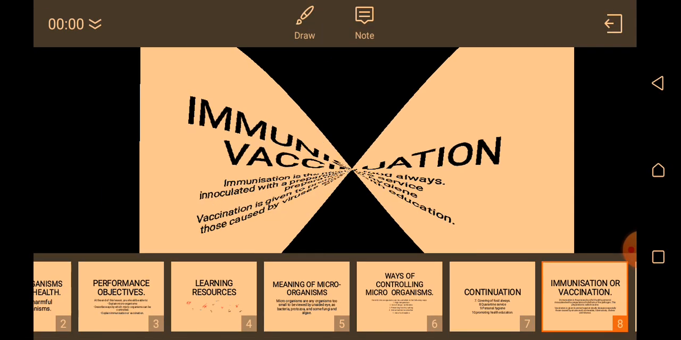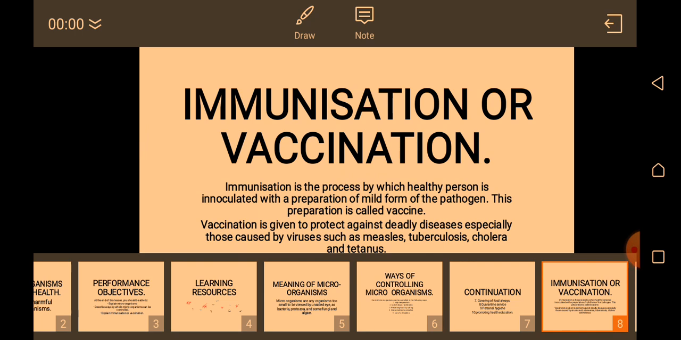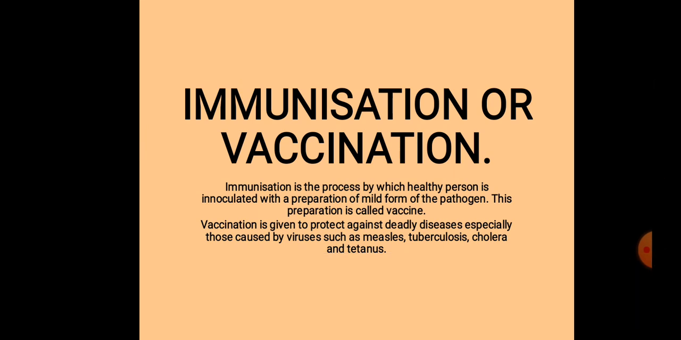Let's look at immunization or vaccination. Our definition says immunization is the process by which a healthy person is inoculated with a preparation of a mild form of the pathogen. When you see nurses or doctors injecting children, especially at the age of 3 months, 6 months, they are actually trying to immunize the child. Immunization is just to protect an individual against deadly diseases. You do not wait before the disease shows up before you immunize the person.